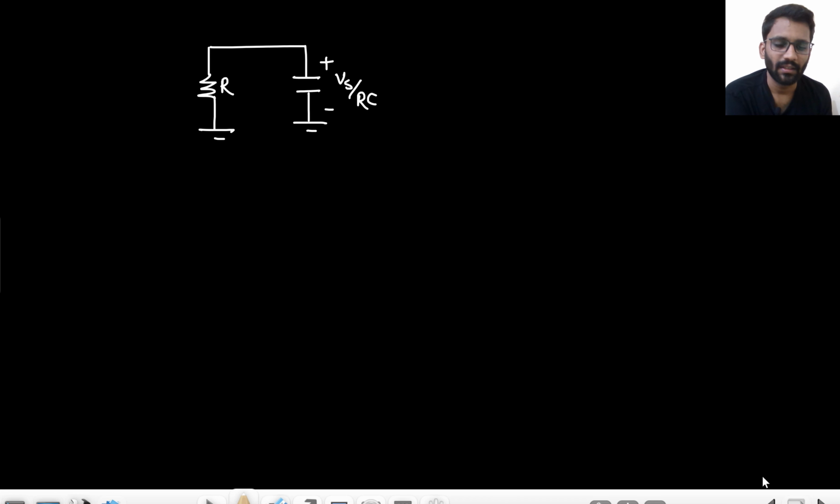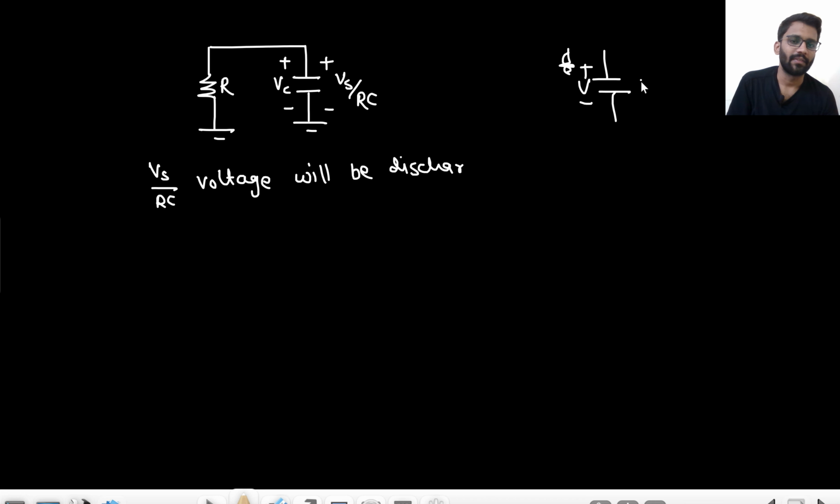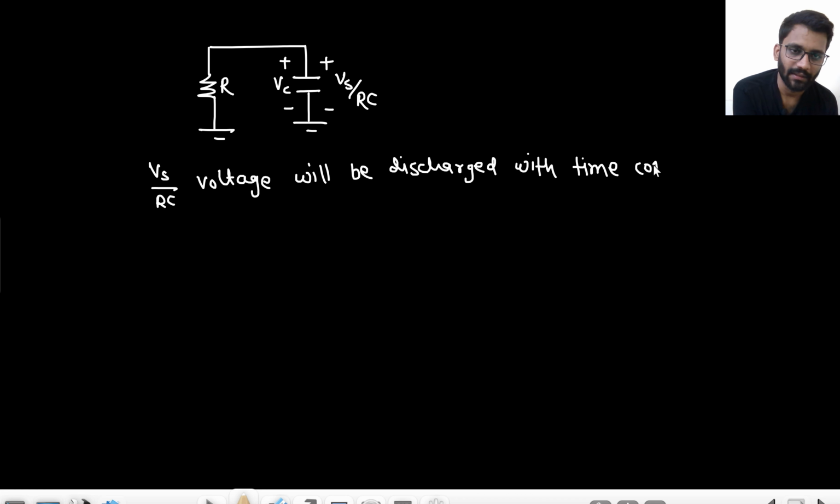Now what will happen? This is Vc, right? This Vs by Rc voltage will get discharged with time, exponentially. Like we have solved this circuit, right? A capacitor is having V voltage with C capacitance and resistance R in parallel. What will happen? This V will be discharged through this resistor from V to 0, right? So this Vs by Rc voltage will be discharged with the time constant Rc.